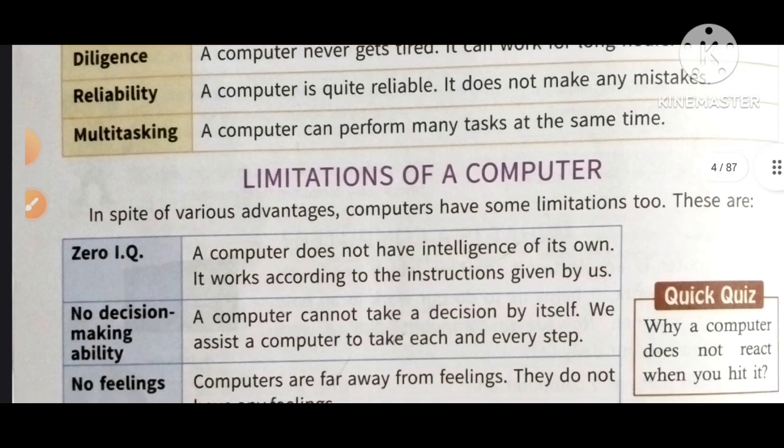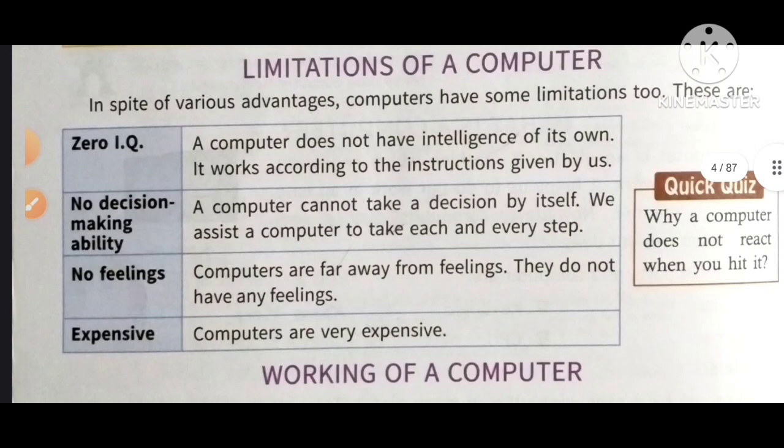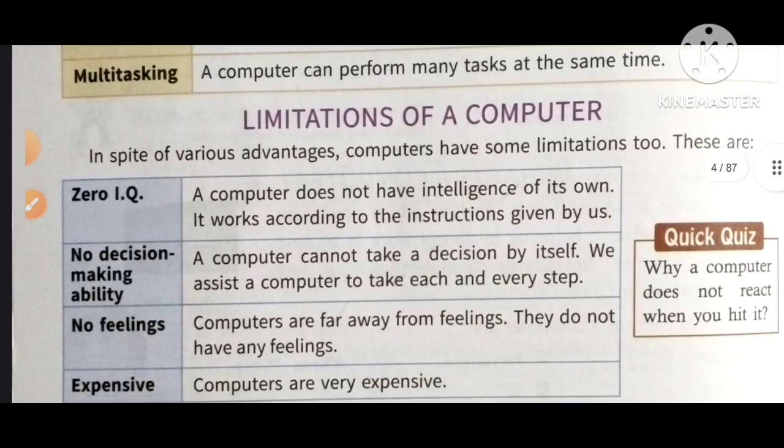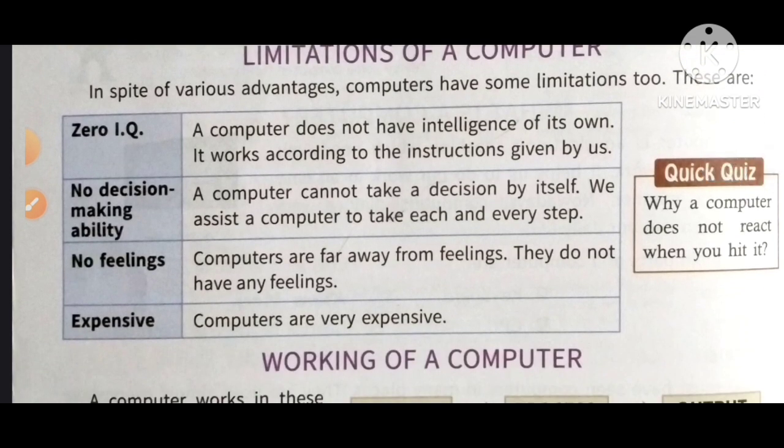These are, first is zero IQ. Zero IQ means it has no self-thinking power. Computer is a machine, so it cannot think just like a human, so it has zero IQ. A computer does not have intelligence of its own. It works according to the instructions given by us. Whatever instruction we put into the computer, it replies properly. It cannot think by itself, like I feel like eating a mango, I feel like eating ice cream, because humans can think for themselves.